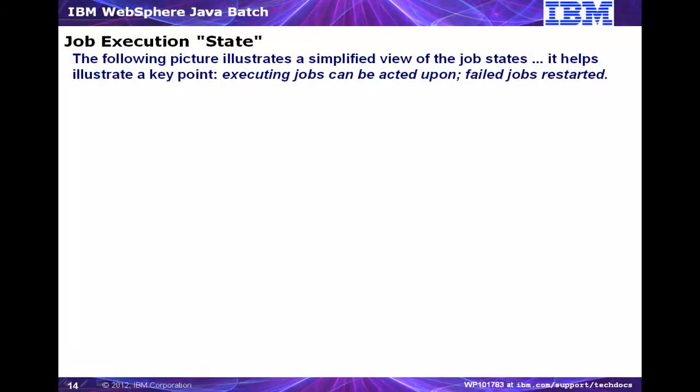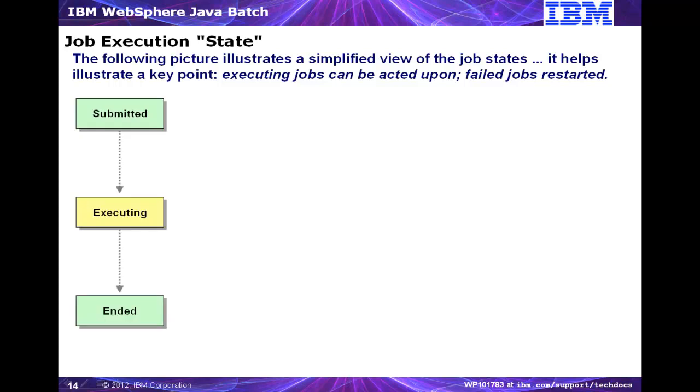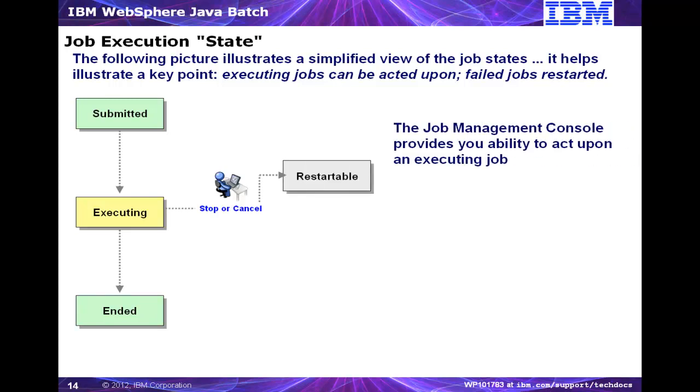A batch job goes through a series of states as it executes. The normal flow would be as shown here. A job is submitted, it executes, then it ends. But it turns out you also have the opportunity to act upon an executing job. This includes stopping the job during execution. Doing so puts the job into a restartable state.